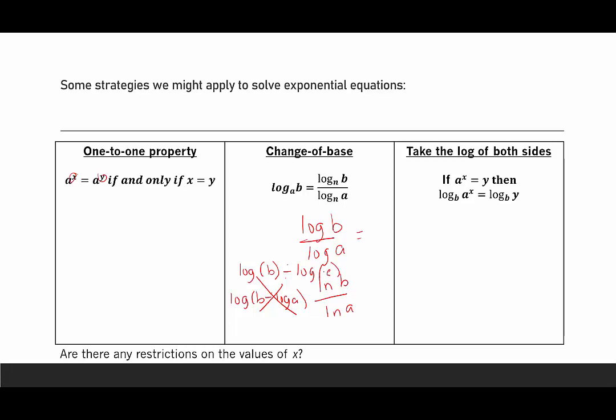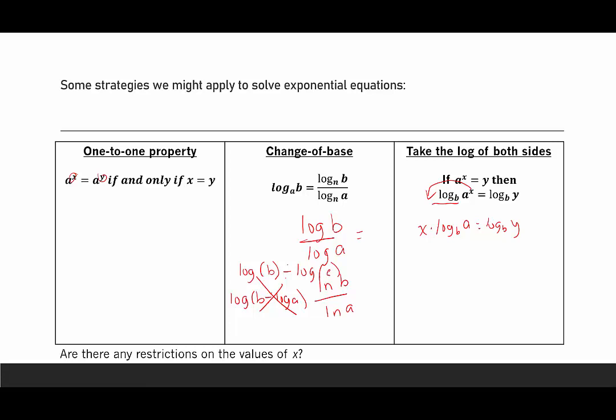And then we have taking the log of both sides. So if we have our variable stuck in the exponent, you could take the log of both sides, because what that would do is move the exponent to the coefficient of the side, and then you'd be able to hopefully solve from there. Again, I would be very careful about what log you're choosing. I would use either log base 10 or the natural log.